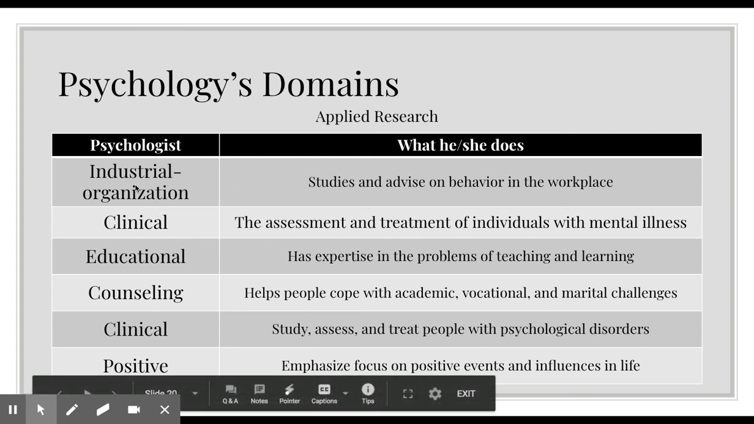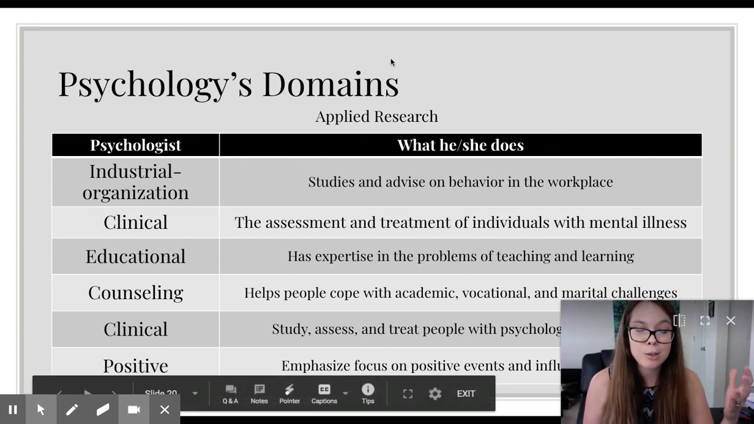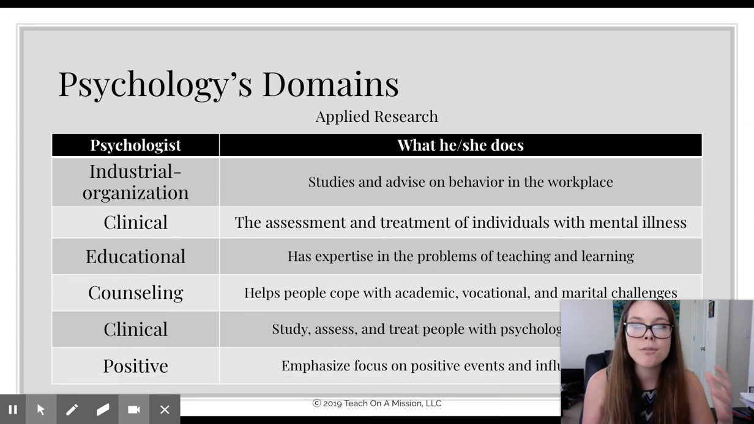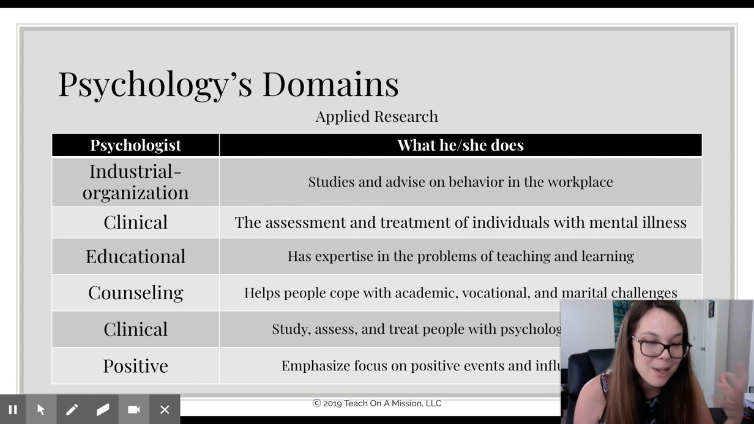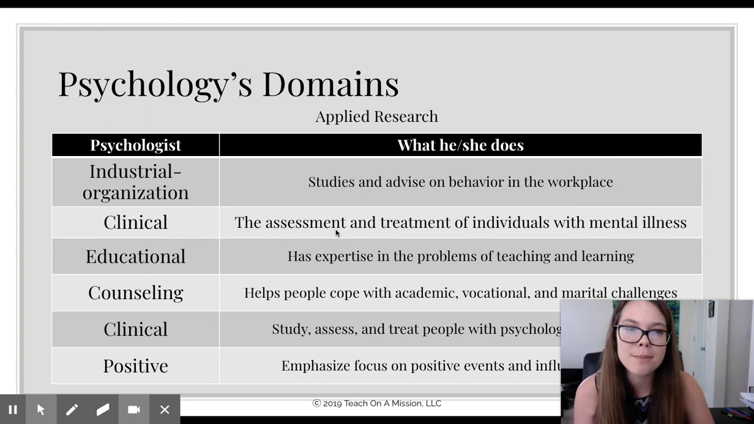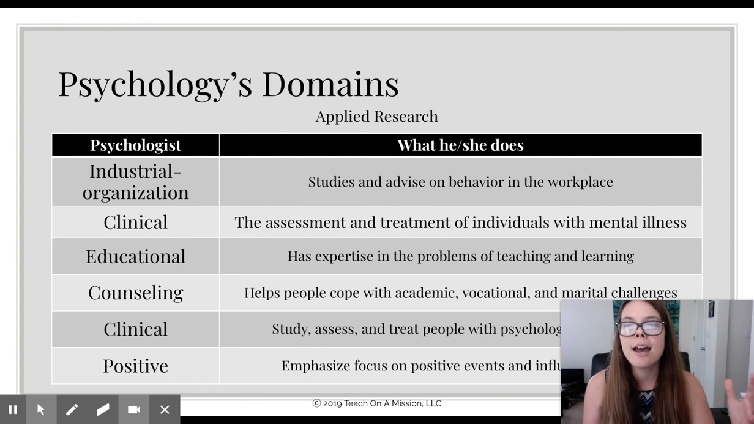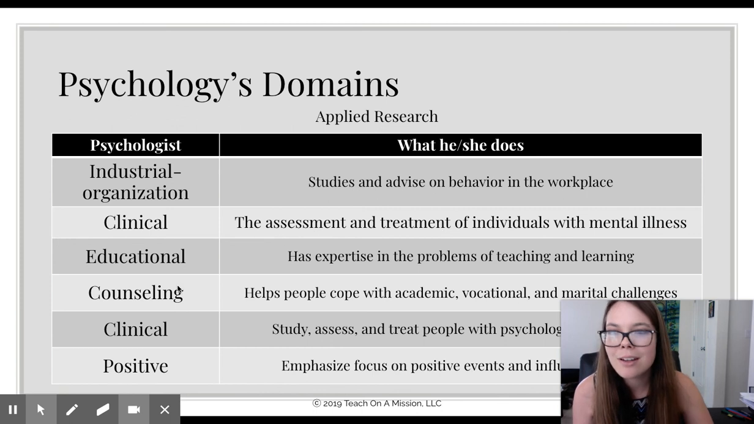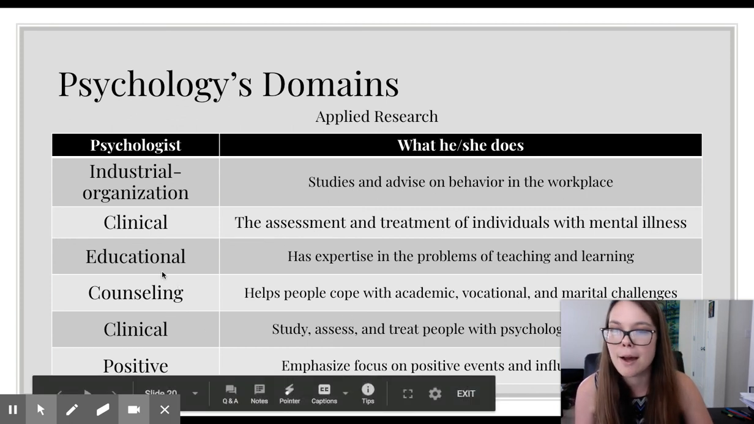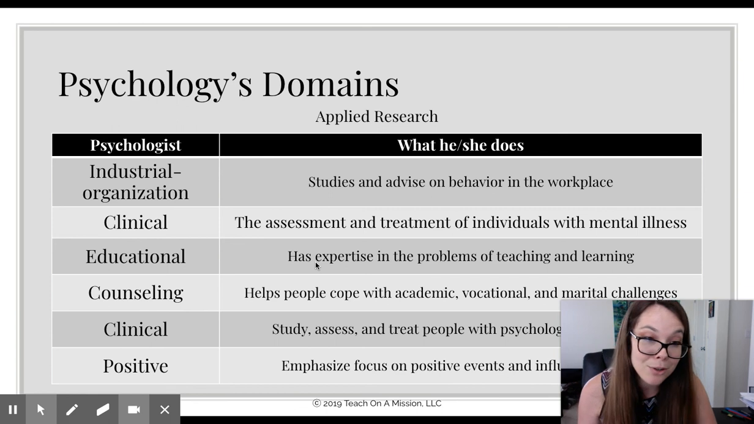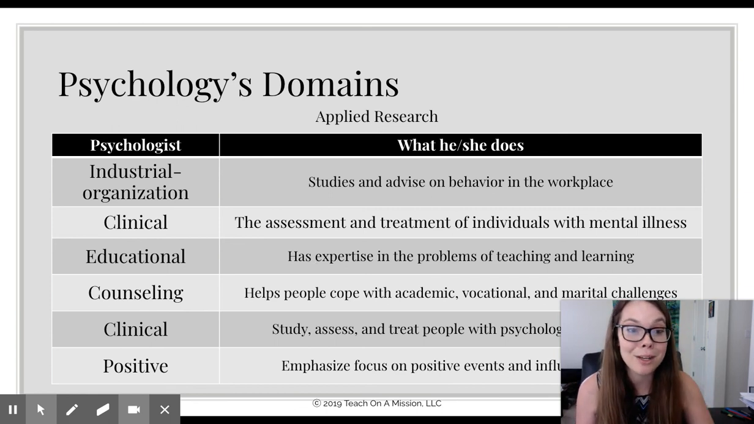Industrial organizational is actually a new domain. I want to say Sonoma State just recently had IO psychology come in the last 10 years. So industrial psychology is all about how to improve the workplace. So you go to businesses and you try to improve morale and behavior in the workplace, which is pretty cool. Again, clinical is assessment and treatment of individuals with mental illness. These are all just different domains that we are going to be going over in the long run, okay? Educational, counseling, clinical, and positive. I would love to be an educational psychologist, but there's a lot of money to do that program.